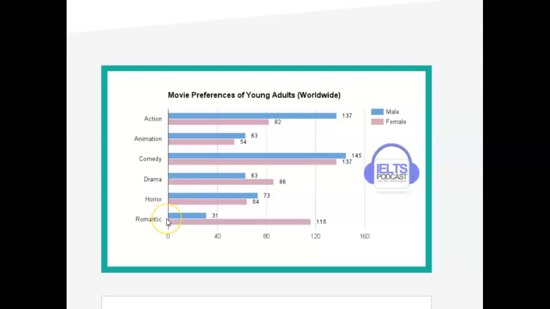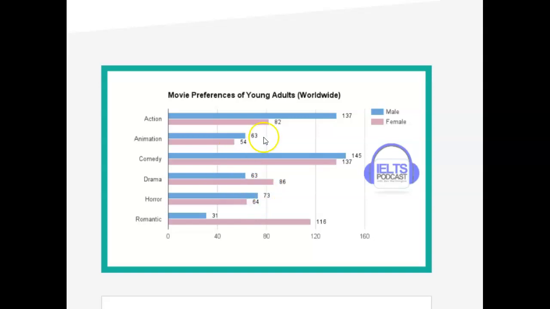Then I would start with the women, and I would do something similar. I would say that it was preferred by 137 women. It was followed by romantic movies at 116. And then I would talk about animation being the least. And then I would just throw the remaining three together: animation, drama, and horror. That's one way you could have done it.